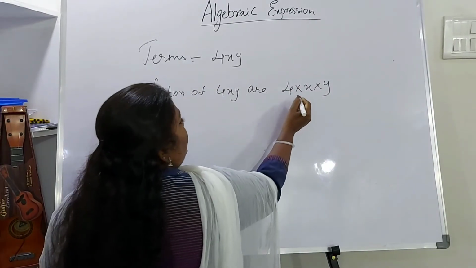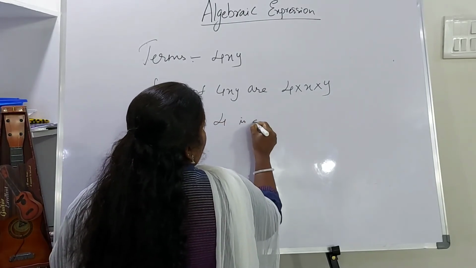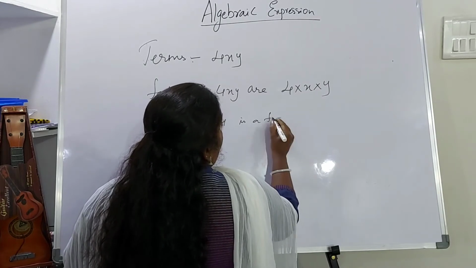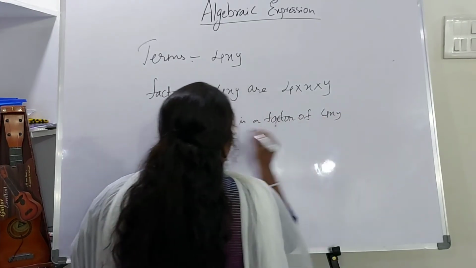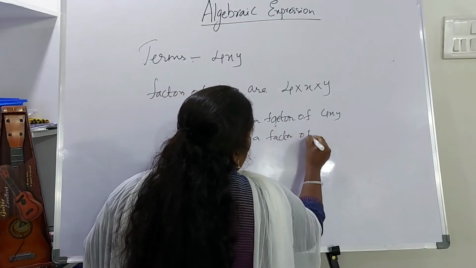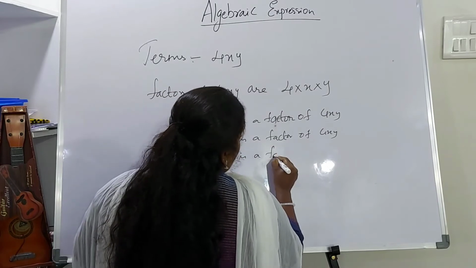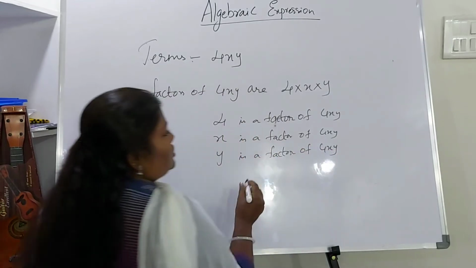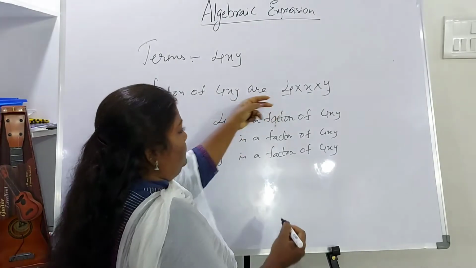So here 4 is a factor of 4xy, x is a factor of 4xy, y is a factor of 4xy. So each one is nothing but a factor of the whole term.